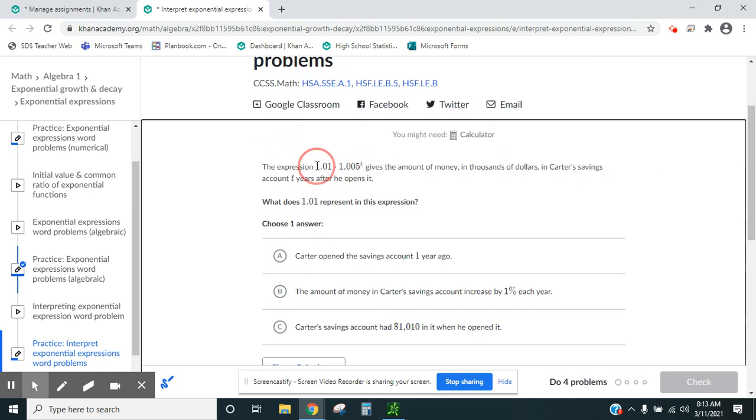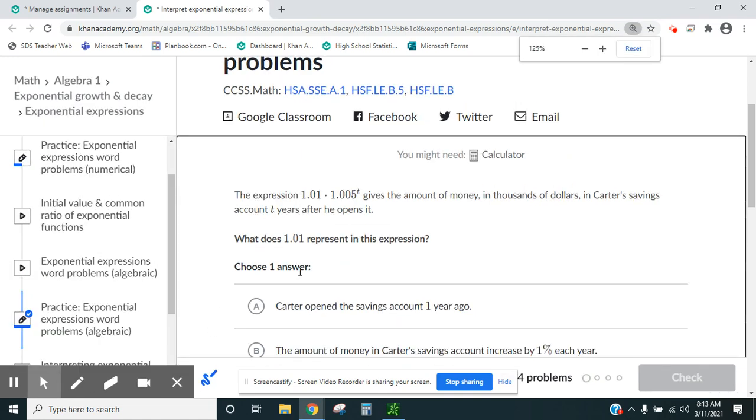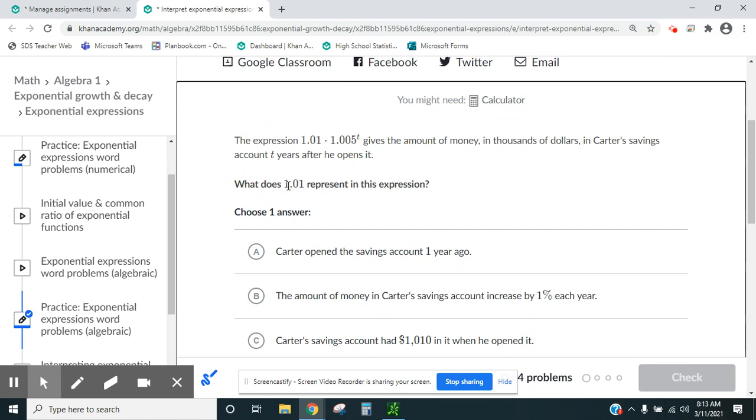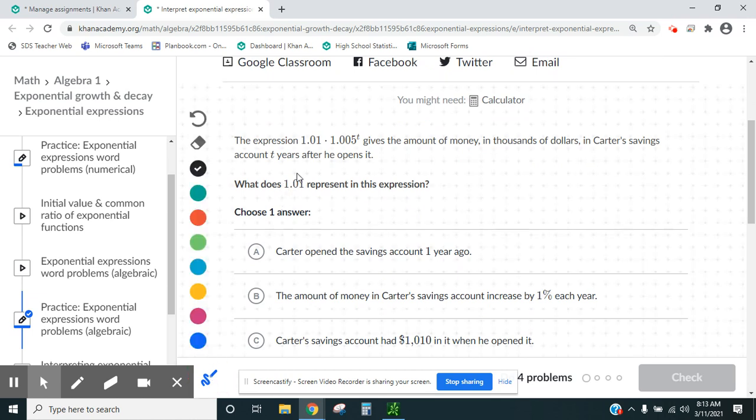All right, the expression that gives the amount of money in thousands of dollars in Carter's savings account 2 years after he opened it. What does the 1.01 represent? Who remembers that from 2 days ago? It's right there. What'd you say?